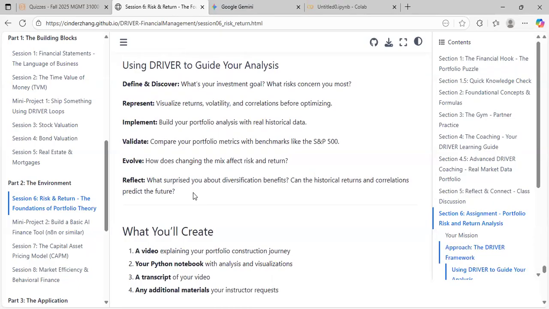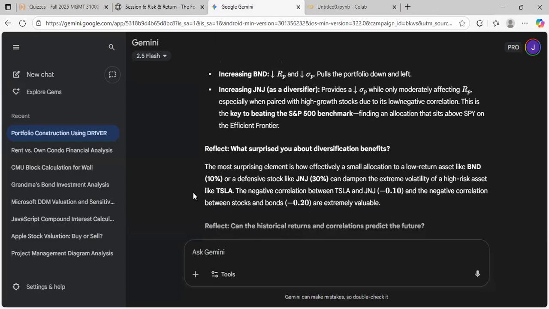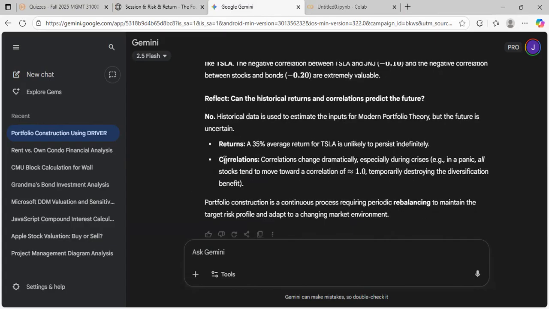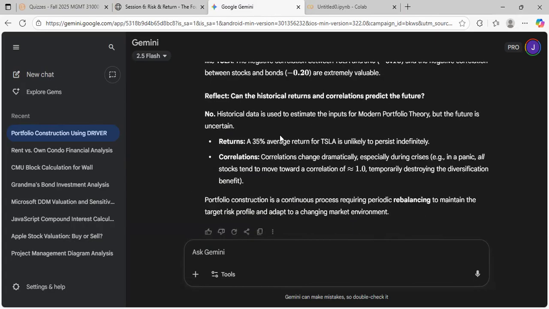And so in reflection, the most surprising element is how effective a small allocation to a low return asset like bonds at 10%, or a defensive stock like J&J, can dampen the extreme volatility of a higher risk asset like Tesla. And the negative correlation between Tesla and J&J at negative 0.10 and between stocks and bonds at negative 0.10 are extremely valuable.